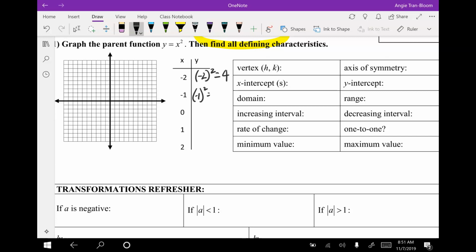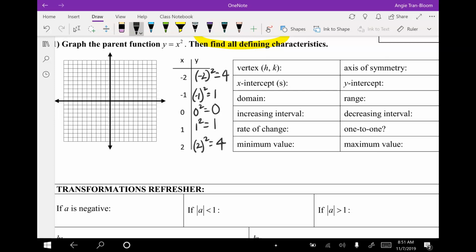When x is -1, open quantity square. Malin, what's -1 squared? 1. Perfect. When x is 0, 0 squared is what, Jake? 0. Perfect. When x is 1, 1 squared is what, Naomi? 1. When x is 2, 2 squared is what, Mariana? 4. Perfect. Let's plot our dots.